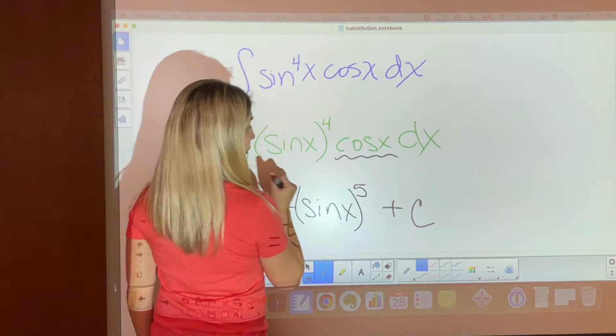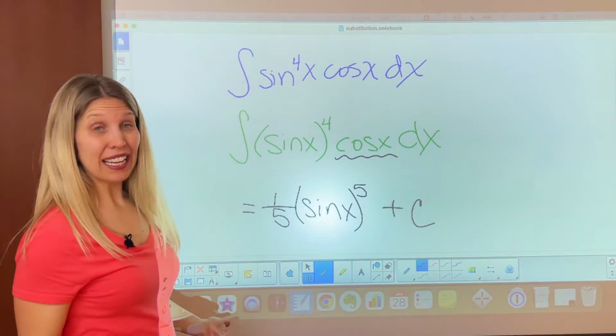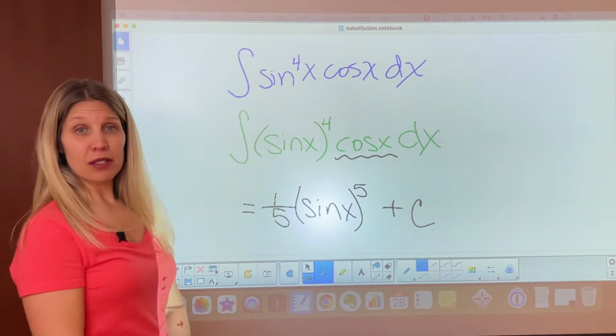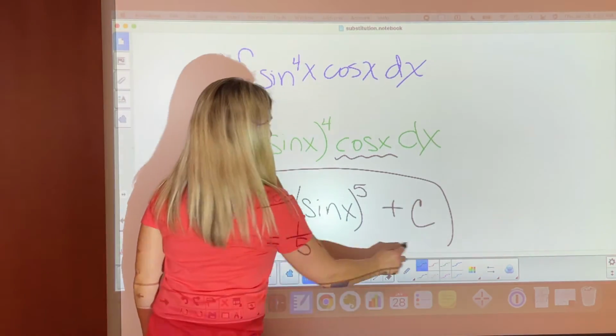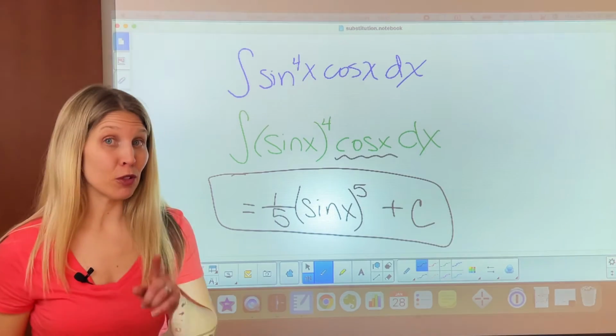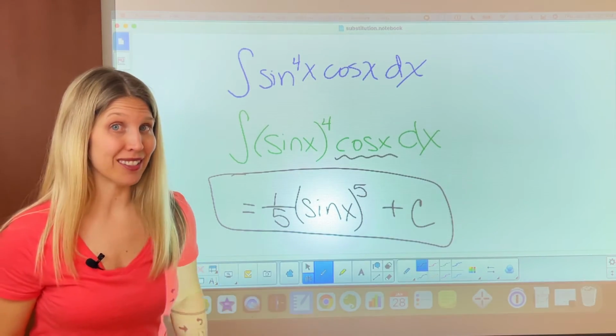The derivative of the inside piece goes away, and you leave the inside piece the same. And that's it. That's all you got. Sometimes they're not so scary. You just got to give them a chance.